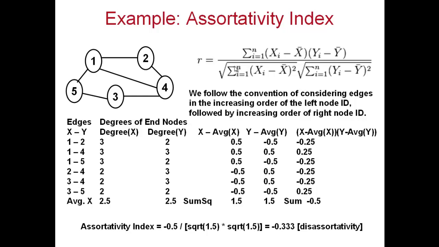If it is negative, especially negative 0.2 or less than that, close to negative 1, we can say the network is disassortative in nature. On the other hand, if it is close to positive 1, then we can say the network is more assortative in nature. And if it's close to 0, we can say the network is neither assortative nor disassortative. We can say that is neutral.